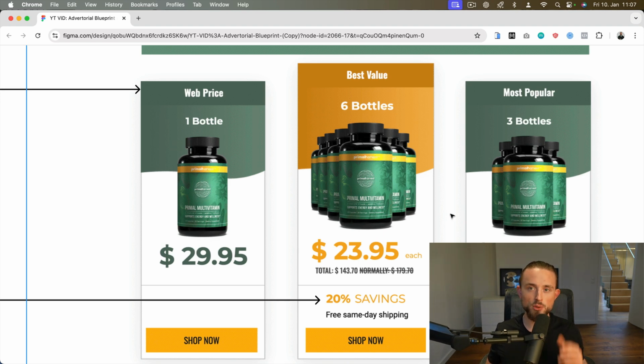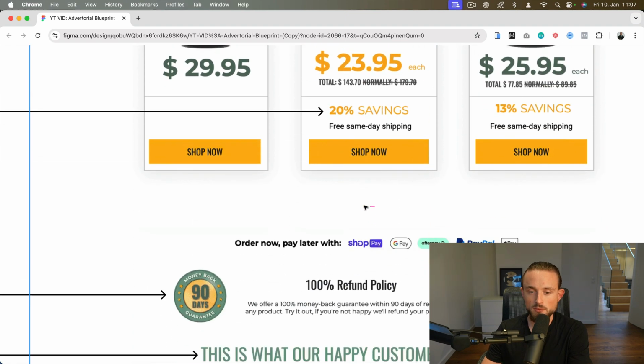Especially in supplements, you always want to have 3 offers. You want to put the best one in the middle, and then you want to have like 3 different price points, for example. So in this case, $30, $143, and $77. And then you also want to make the one in the middle visually the most appealing, stand out, which is what we did here with the gold instead of the green background.